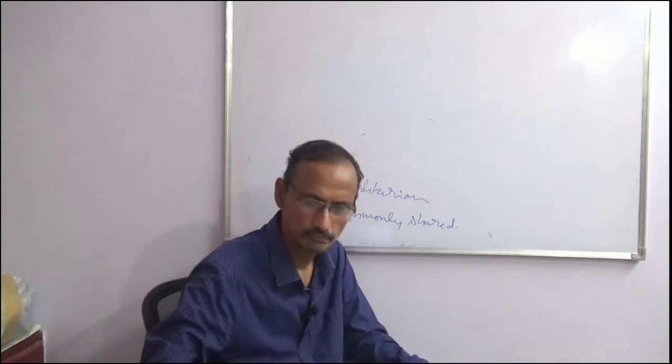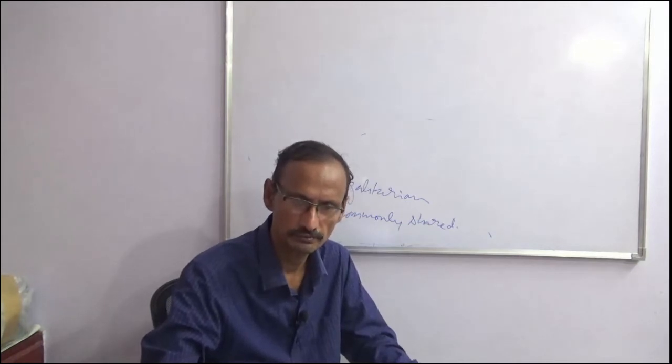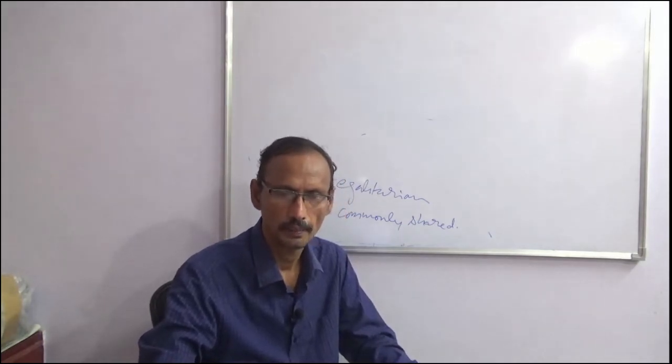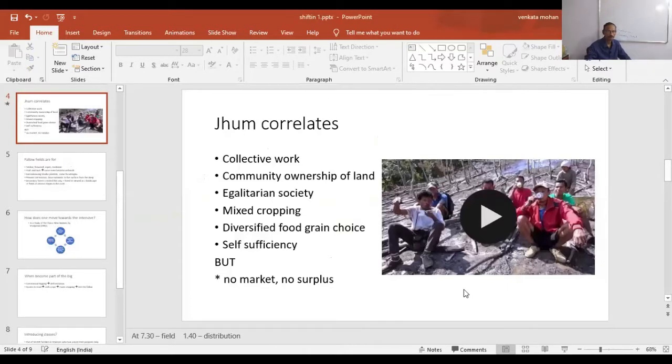Let us see some shifting cultivators of Northeast India. This is the people of Garo Hills. Garo Hills practice shifting cultivation. They are in Meghalaya. I want you to see how the field is like. First, it is commonly owned and land is allocated to the families. So see this.